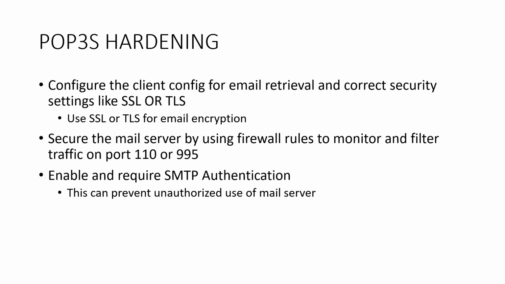Next, we have to secure the mail server by using firewall rules to monitor and filter traffic on port 110 or 995, which are the typical ports for POP3. This is very important for port 110 because it is less secure. And then next we have to enable SMTP authentication, which can prevent unauthorized use of the mail server or the interception of mail. So it makes it harder for the attacker to read intercepted mail if they can intercept it.